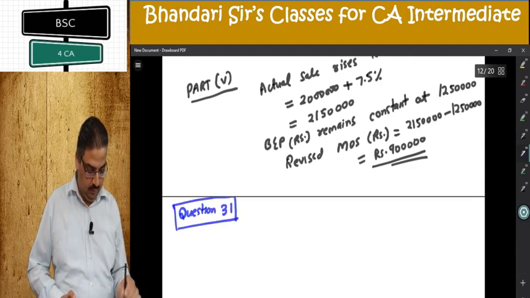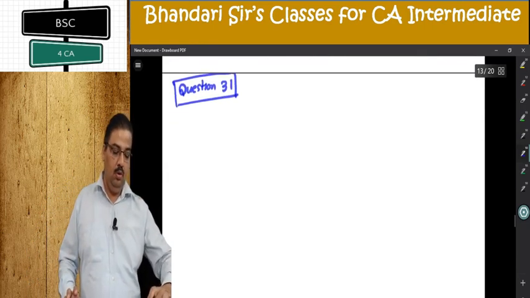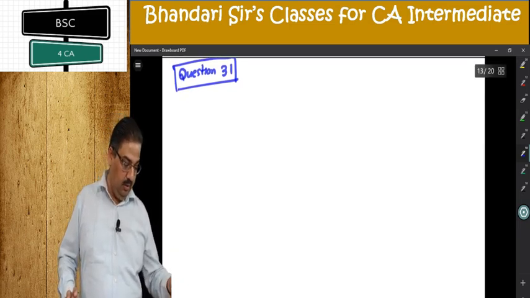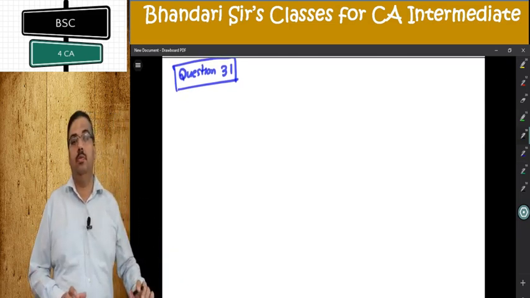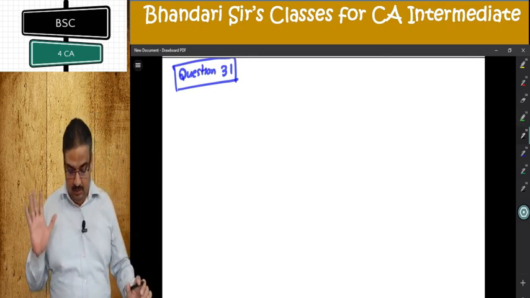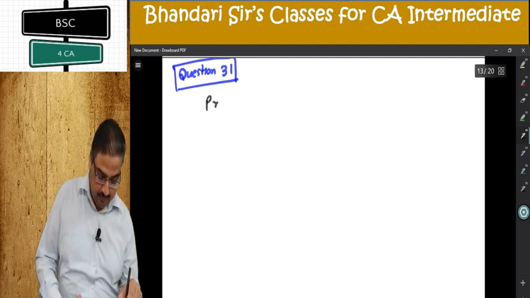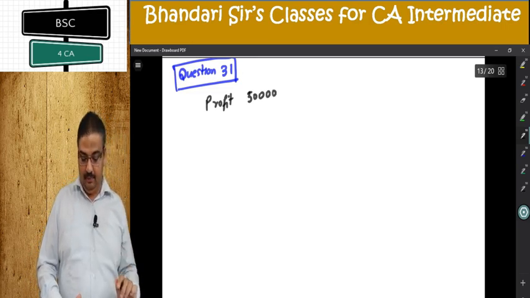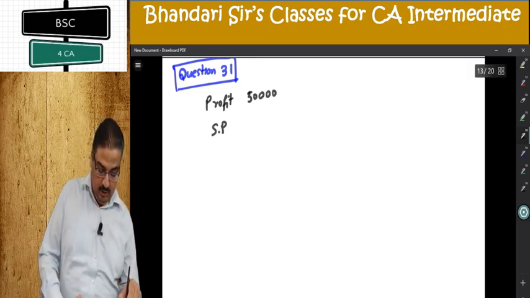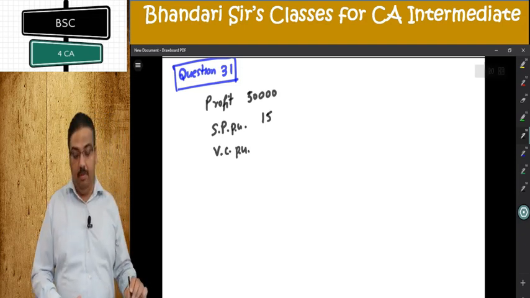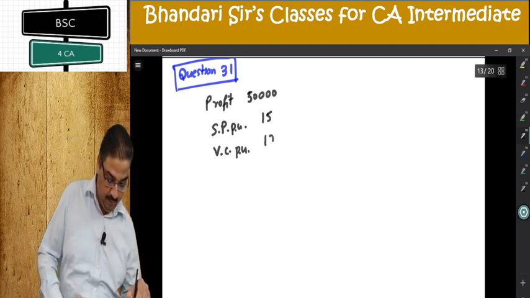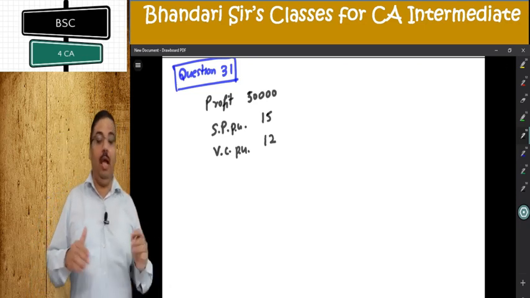Question 31. Now, question 31 is a very simple, easy question worth 2-3 marks in the exam only. It tells you the company has made profit 50,000 in the current year. Selling price per unit 15. Marginal cost means variable cost. Variable cost per unit is rupees 12. He wants you to compute MOS in rupees.